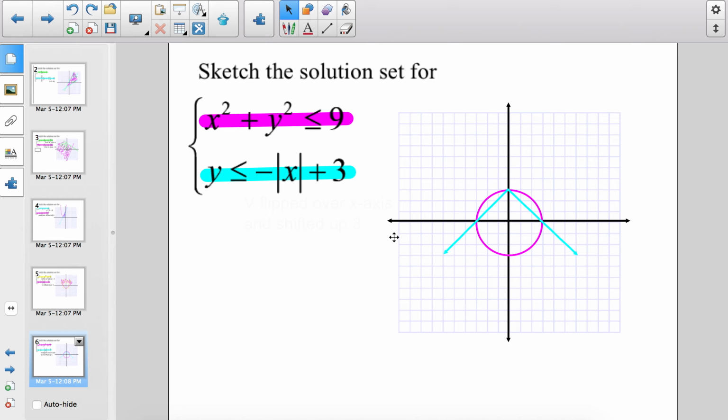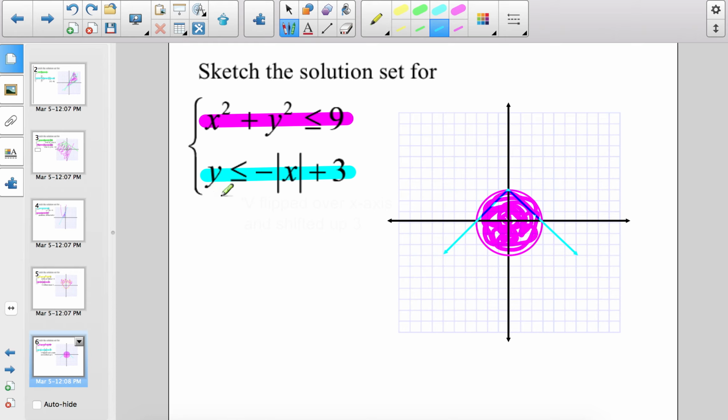Okay. Step 3 is to shade. So let's shade the pink one first. This time I'm going to plug 0, 0 in. So I get 0 squared plus 0 squared, 0. Is 0 less than or equal to 9? Yes, it is. So that means 0, 0 works. So I'm going to shade everything inside this beautiful circle here. Oh, that's just gorgeous. Okay, next up is the blue graph.